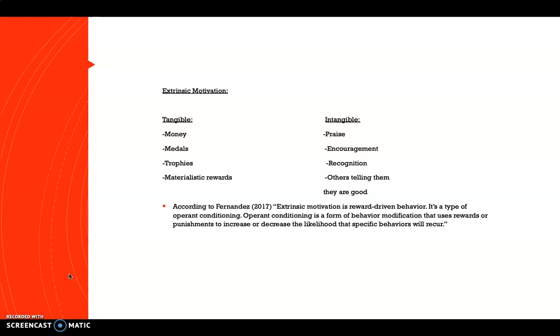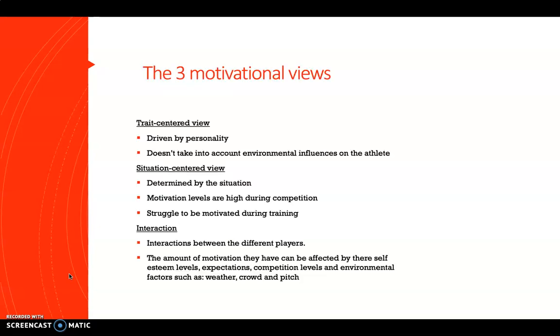Operant conditioning is a form of behavior modification that uses rewards or punishments to increase or decrease the likelihood that specific behaviors will recur. The three motivational views. So, we have the trait-centered view, which is driven by personality, and it doesn't take into account the environmental influences on the athlete, so personal attribute that predisposes them to success.